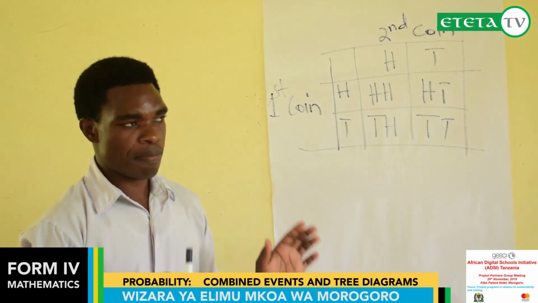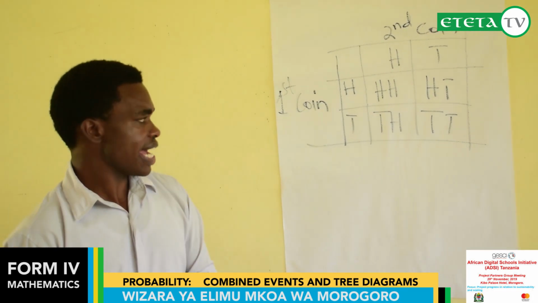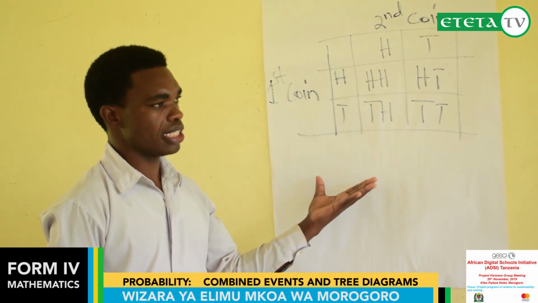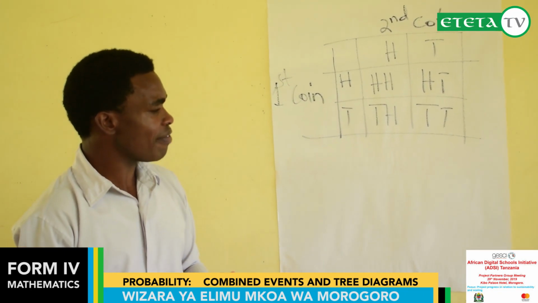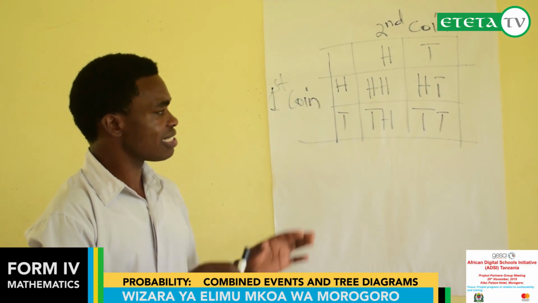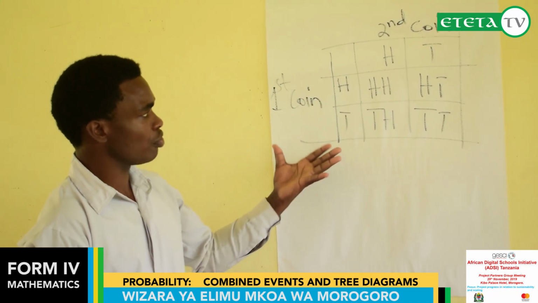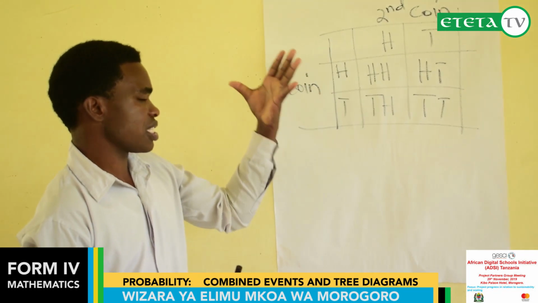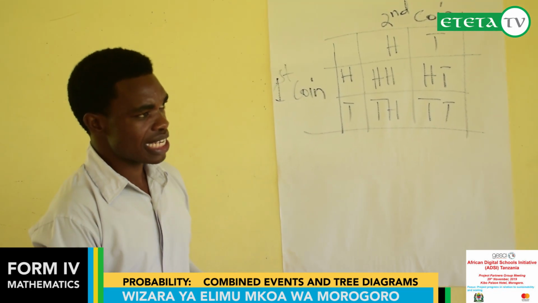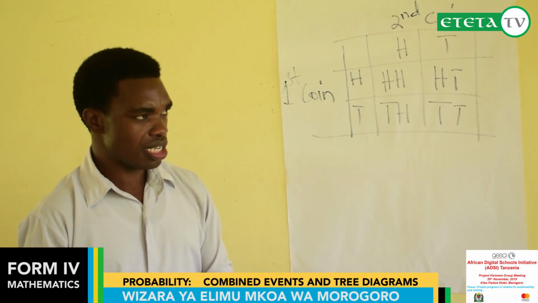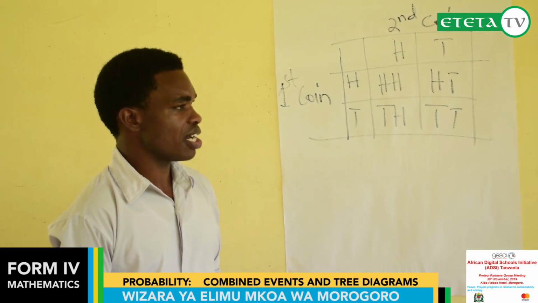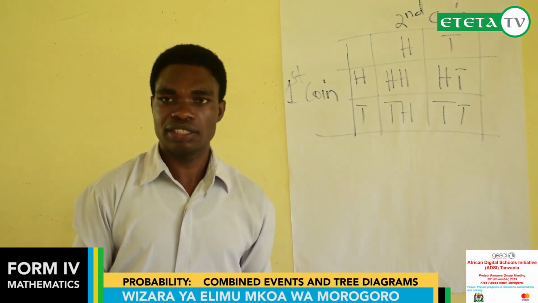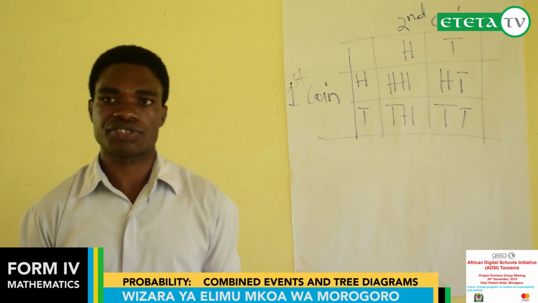As I said, we prefer the tree diagram, but this one can also be applied. It depends on the nature of the information that you have. Sometimes you may find it tedious to use a tree diagram, so you are advised to use a table. But in some cases you find the tree diagram is very precise compared to the tabulation. But then it gives the same results.